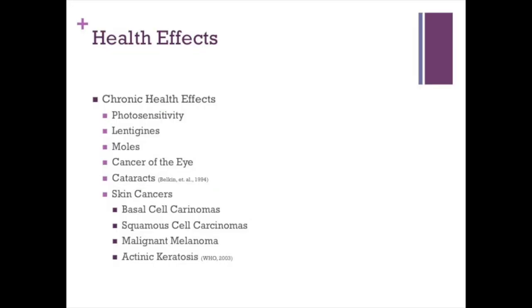Chronic health effects of UV radiation include photosensitivity, lentigines, moles, cancers of the eye, cataracts, and skin cancer. Photosensitivity is a condition in which a person is particularly sensitive to the sun's UV rays and can occur in conjunction with certain dermatologic and rheumatologic disorders or because of other pharmaceutical drug use. Lentigines, or solar brown spots, appear as flat brown areas that are usually no larger than 0.5 centimeters. These could also be known as age spots.